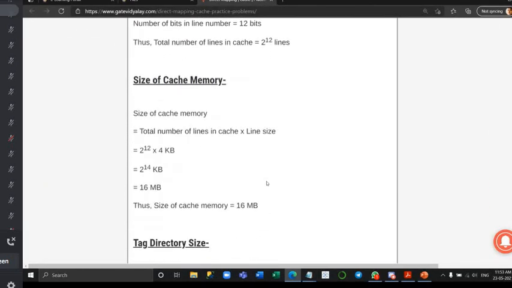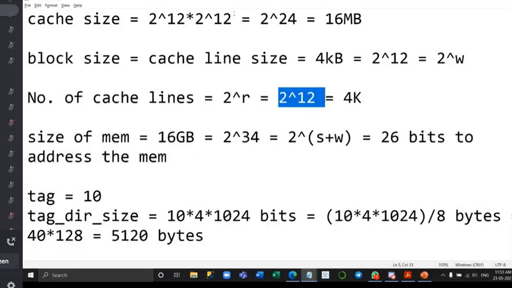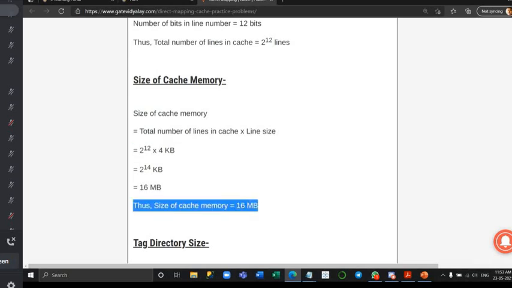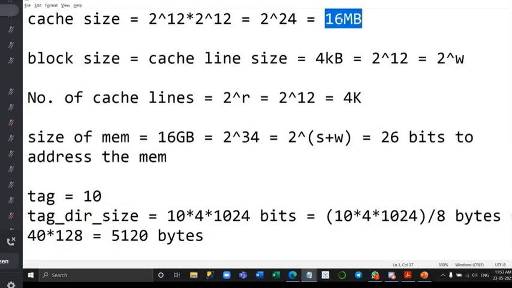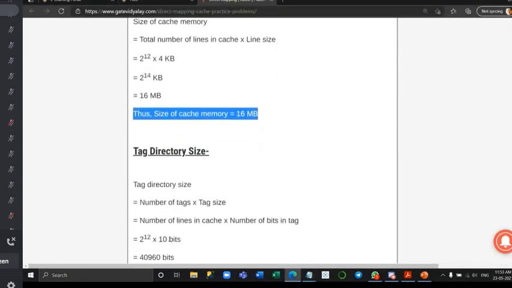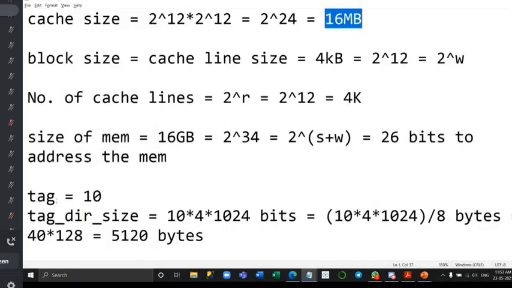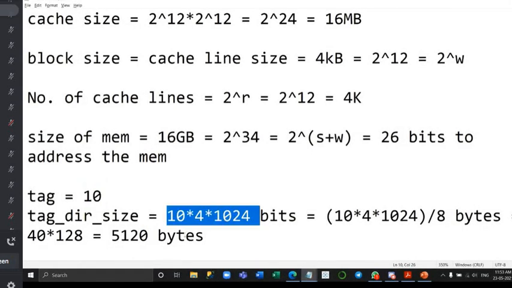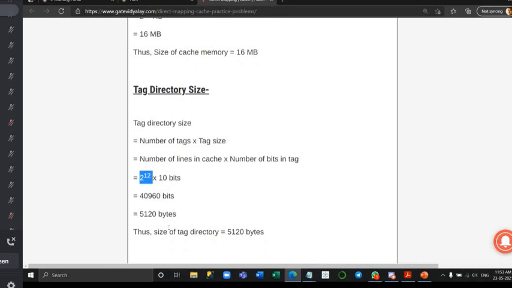The cache memory is 2 to the power 12 multiplied by 4 KB. Did the same thing here. So 16 MB is the memory size of the cache. Tag directory size is the number of bits in the tag, 10 bits, multiplied by 2 to the power 12, which is 4 into 1024. So it comes to 5120 bytes. This is the tag directory size. I hope that makes sense.